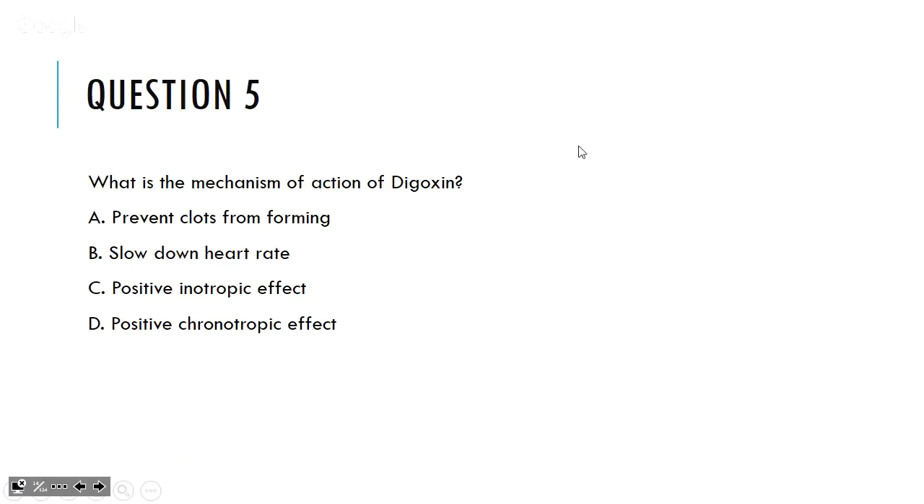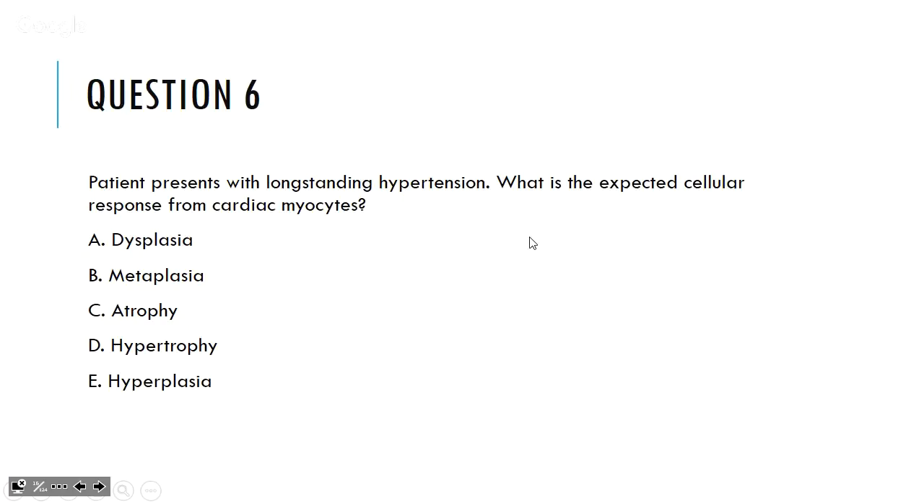So what is the mechanism of action of digoxin? Yeah, so positive inotropic effect. So it just means that it increases how much blood gets pumped out. I'll go through all of this in more detail later. Just trying to see which topics you guys need help with. So do you want to pick someone else?